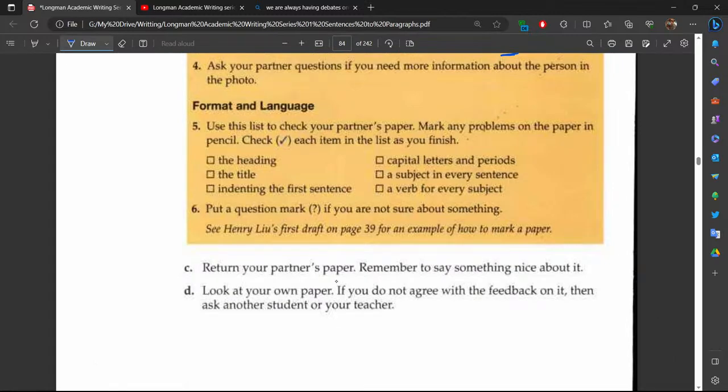Return to your partner's paper. Remember to say something nice about it. Look at your own paper. If you do not agree with the feedback on it, then ask another student or your teacher.